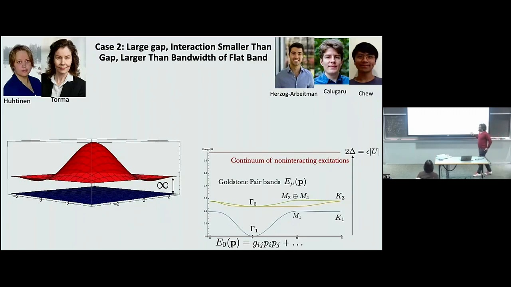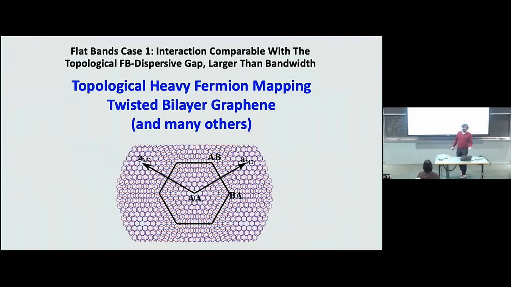But the case that I'll be talking about is the other case, where the gap between the flat band and the dispersive bands is not much larger than the interaction. For example, such cases occur naturally on the Lieb lattice, where you have a Dirac point connecting the flat band and the dispersive bands, and in many other cases, including twisted bilayer graphene, which I'll particularize to.